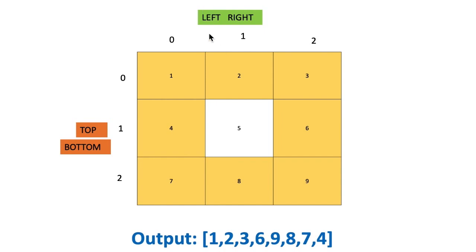Now the left pointer and the right pointer are at index position 1. Now from the element 4 we will traverse to the left. Now we will increment the top pointer to the next row. Since the position of the top pointer is greater than the bottom pointer, we will exit the loop and return the output. I hope the approach is clear. Now let's get into the implementation.